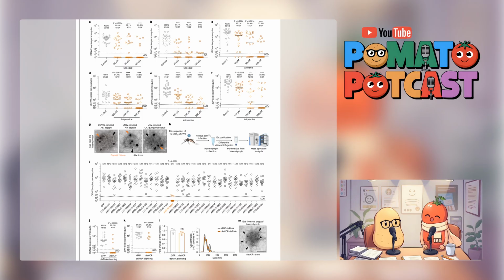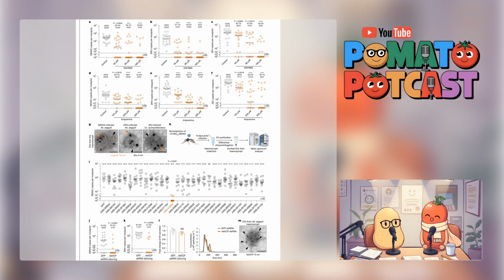They injected neutralizing antibodies, which are specifically engineered to target and destroy the viral envelope, straight into the mosquito's thorax. And what happened? The virus propagated perfectly. The antibodies had zero effect. Because the envelope wasn't even there. Right. The core was safely shielded inside the mosquito's EV lipid bilayer.